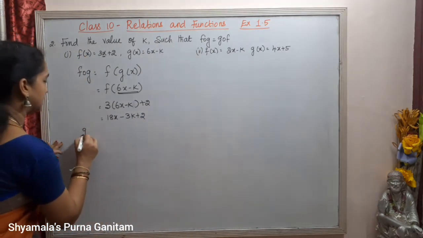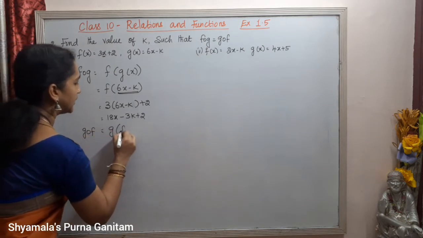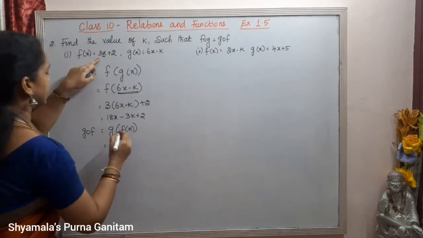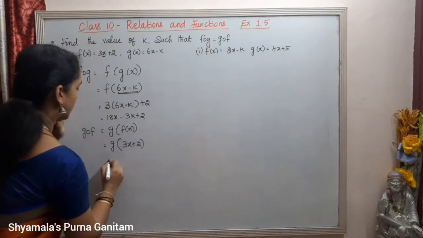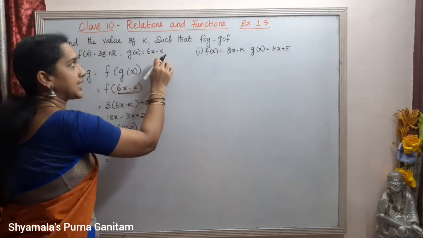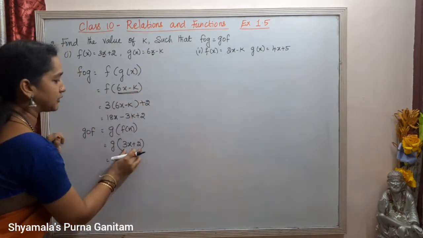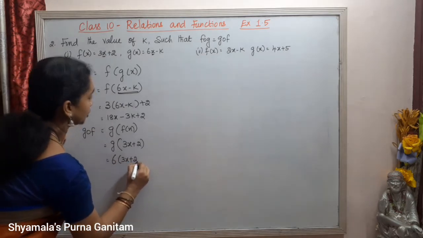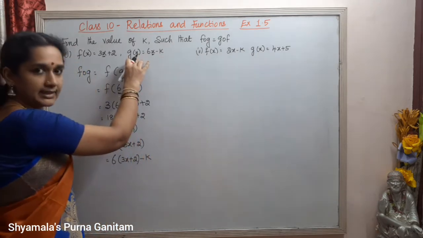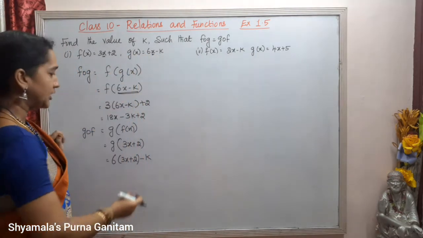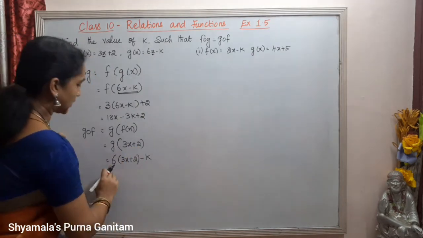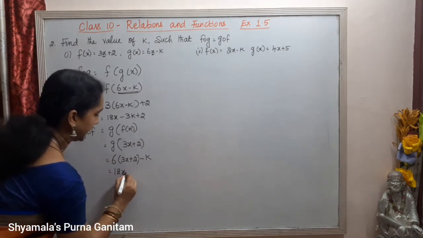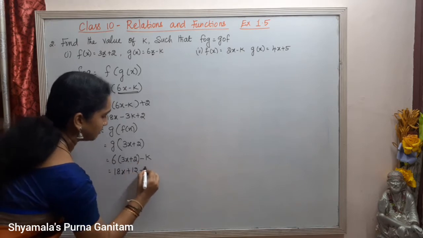Then g of f is g of f of x. So what is the f of x value? f of x is given as 3x plus 2. If g of x is there, it is 6x minus k. So here in this x we have to substitute 3x plus 2. So 6 into 3x plus 2 minus k. Now this has to be simplified. So 6 threes are 18x plus 6 twos are 12 minus k.